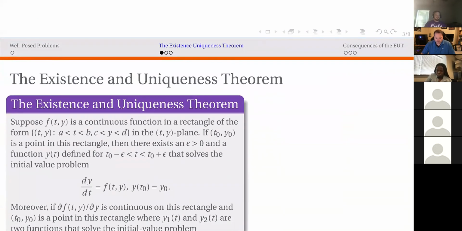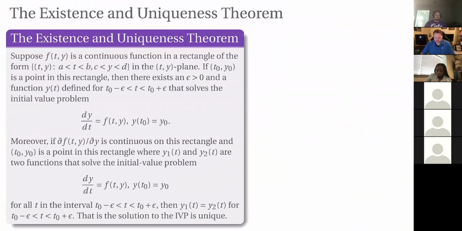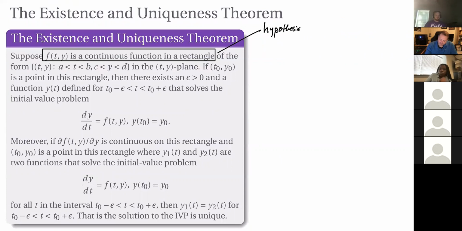All right, so on to the theorem. So this is the statement of the existence uniqueness theorem. I don't really expect you to have this full thing memorized, but I do want you to know the two hypotheses, okay? So the hypothesis for existence is the following. If you have a function that's continuous in a rectangle, so this is the hypothesis for existence. So what you need is continuity, right?